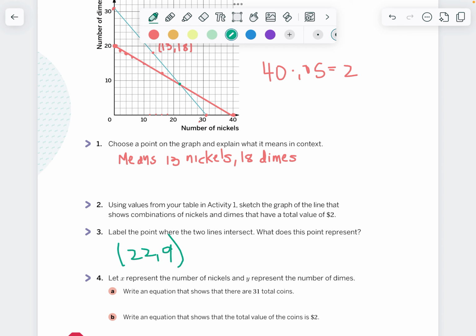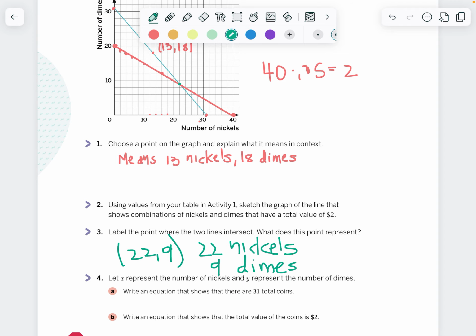That point looks to be 22, 9. 22 is going to represent our nickels, and 9 is going to represent our dimes. And if you add 22 plus 9, you get 31. And if you do 22 times 0.5 and you do 9 times 10, you get $2. So how did this happen?